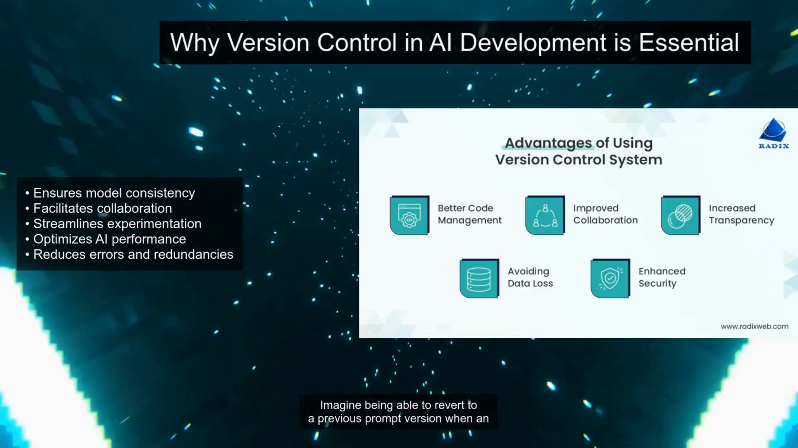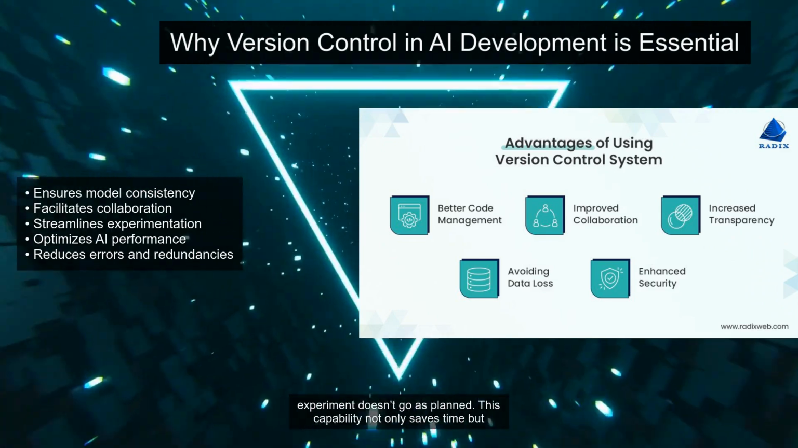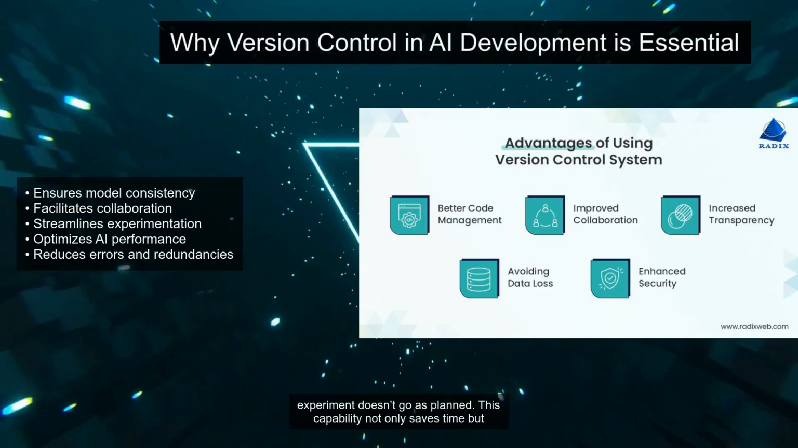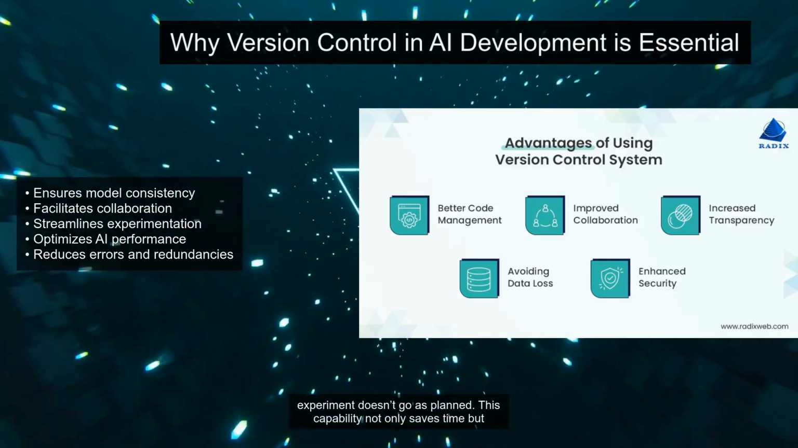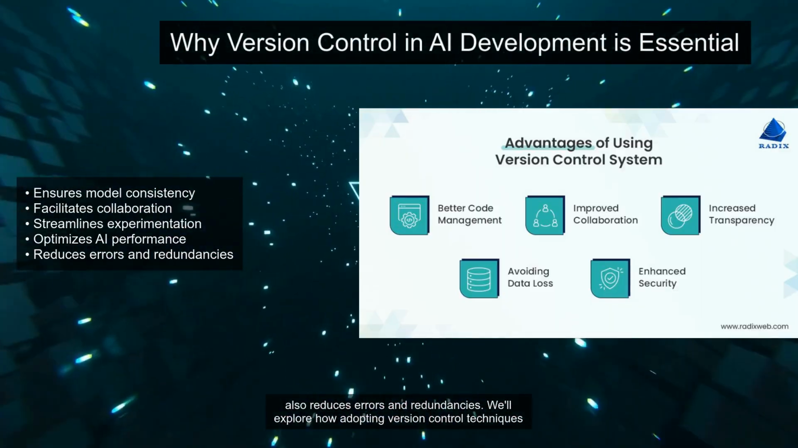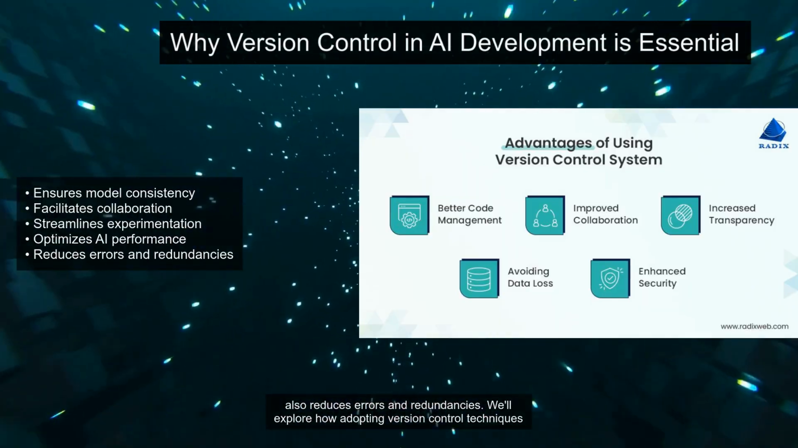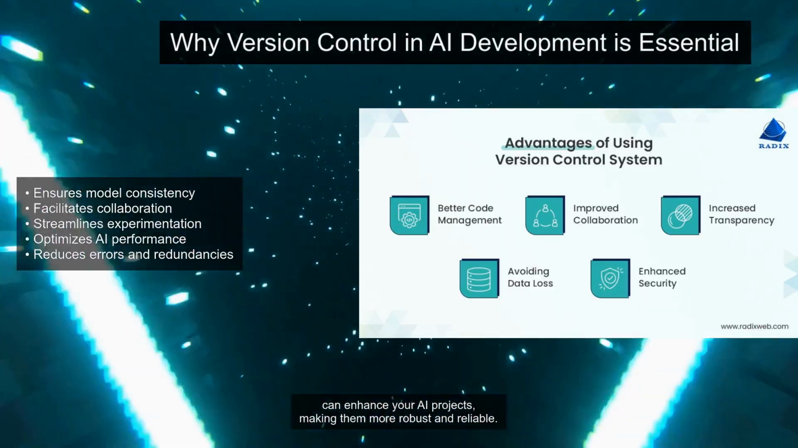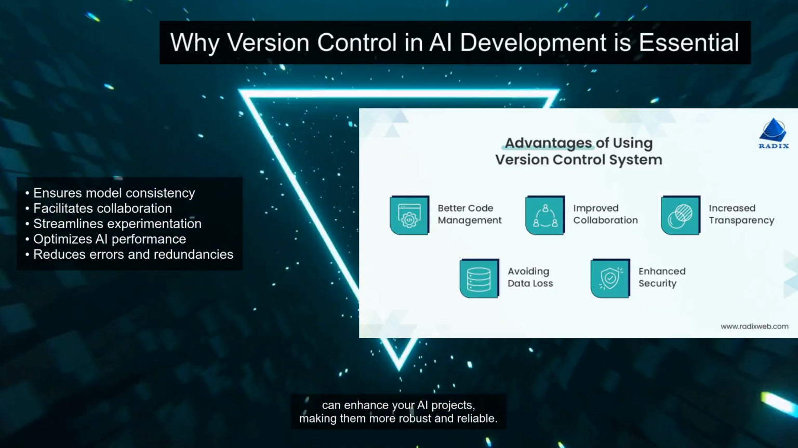Imagine being able to revert to a previous prompt version when an experiment doesn't go as planned. This capability not only saves time but also reduces errors and redundancies. We'll explore how adopting version control techniques can enhance your AI projects, making them more robust and reliable.